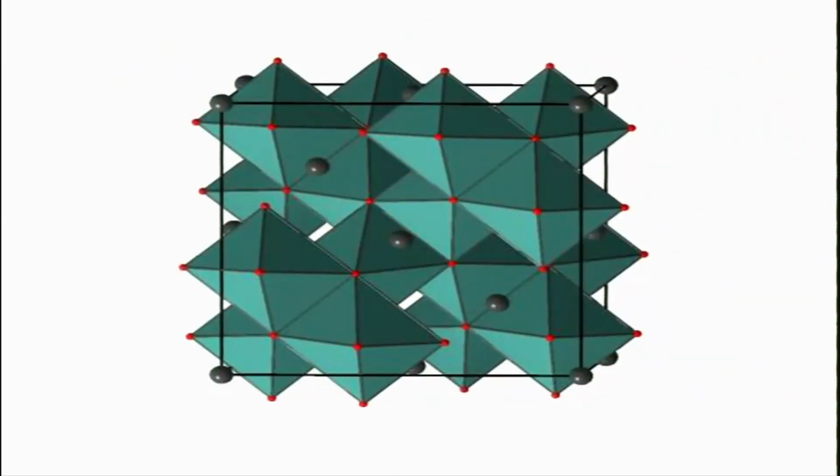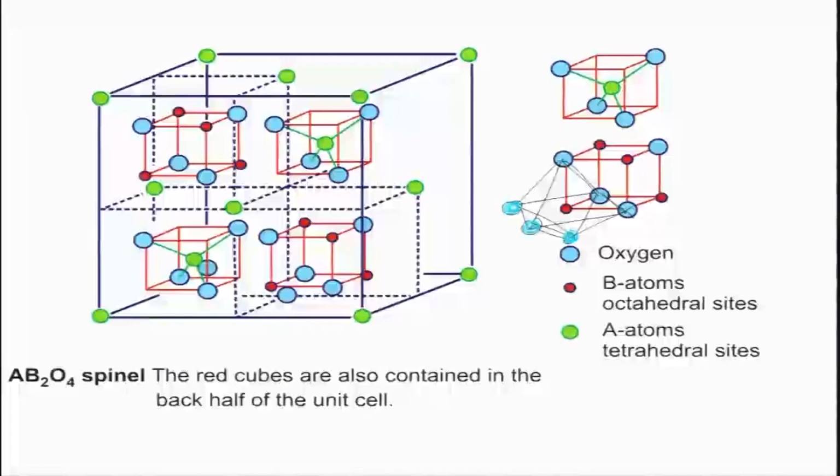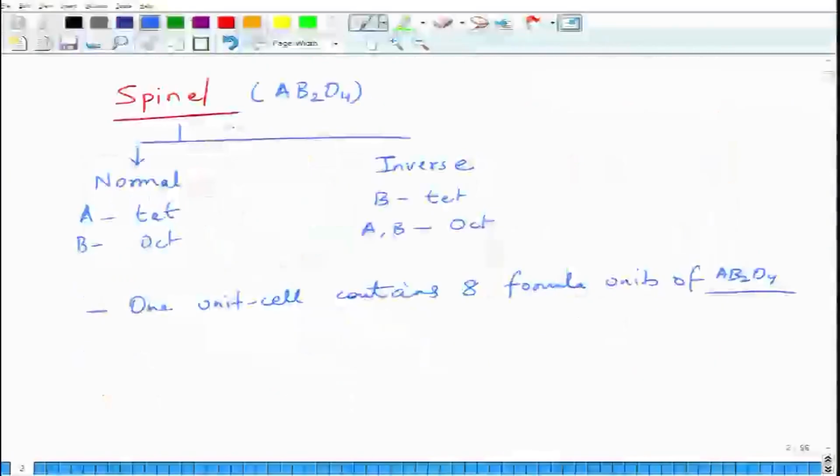So, these are various octahedra stacked up. Octahedra will consist of basically the B cations, and tetrahedral sites will contain the A cations. So, this is basically the spinel structure as I was talking. So, you can see here this contains 8 formula units of AB2O4.